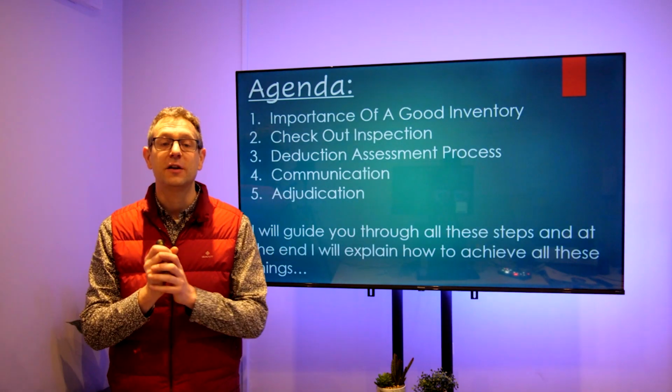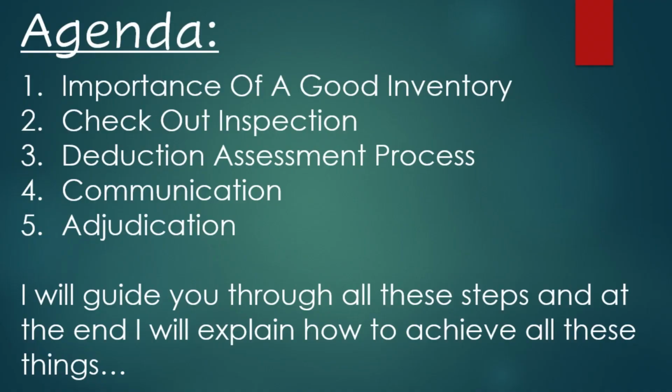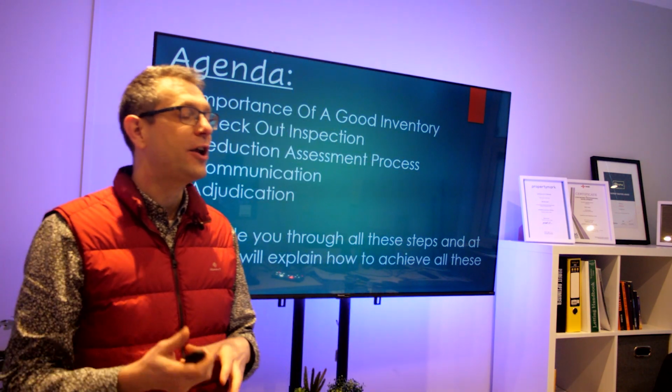So we're going to look at 5 things today: the importance of a good inventory and the checkout inspection, the deduction assessment process, the communication with your tenant, and the adjudication if you get there. So I'll guide you through all of these steps. At the end, I'll explain how you can achieve all of these things.